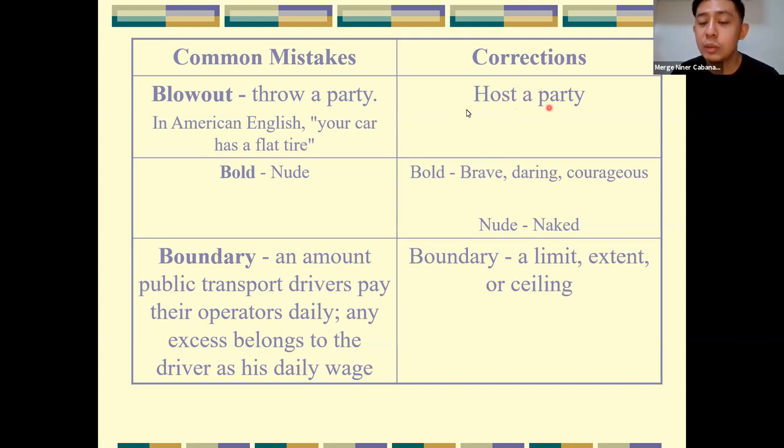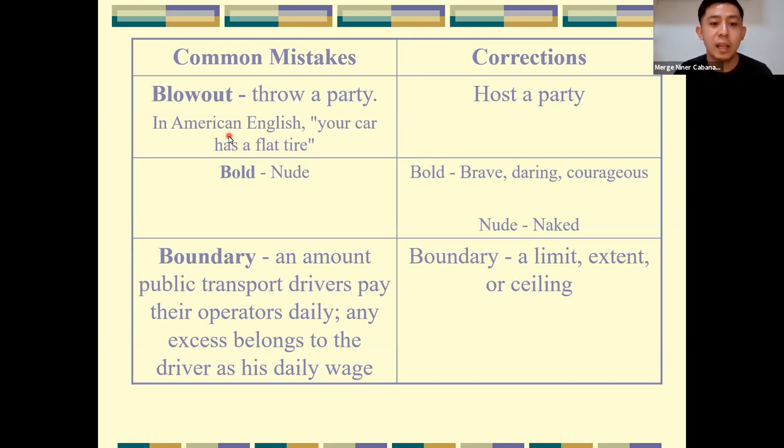Rather, use the term host a party. Let's say, hey, your birthday is next week, aren't you going to host a party? So that means, aren't you going to treat us? Or you can just say, aren't you going to treat us? That's much better than saying blowout, because blowout means the tires exploded from a car and you're wishing someone to have a blowout. That's not good. So you have to remember to use the proper expressions.